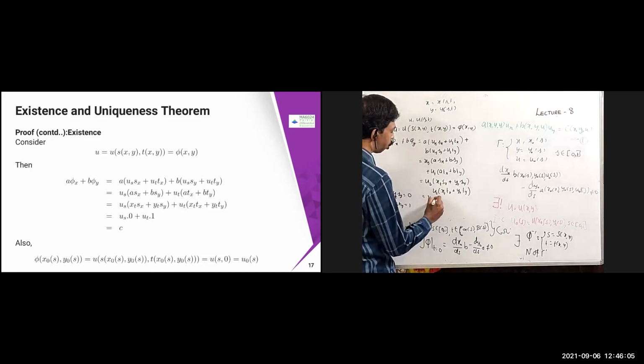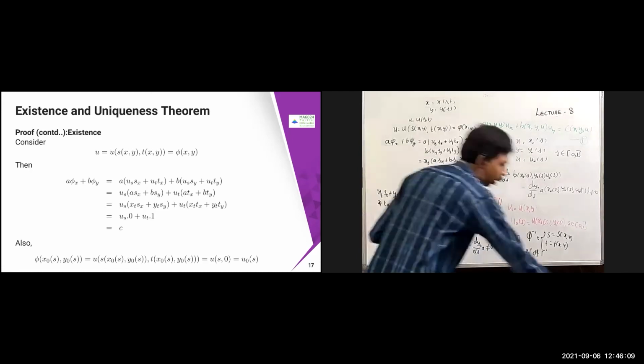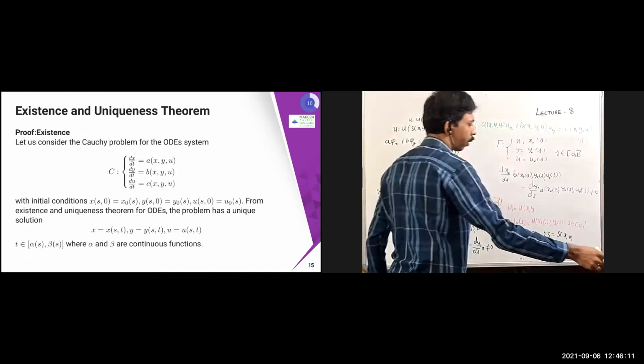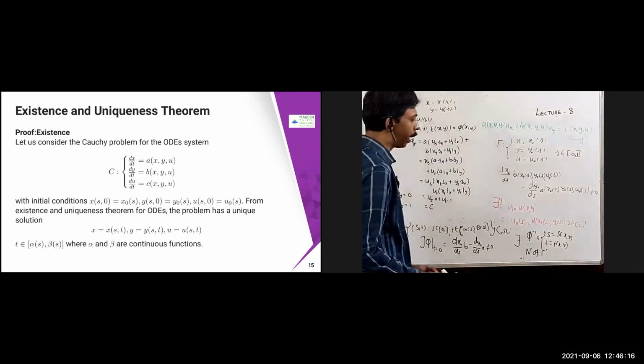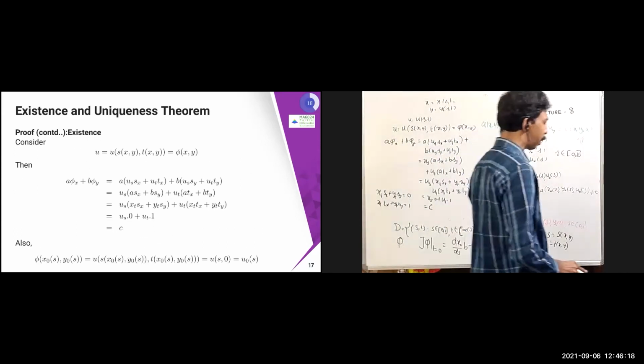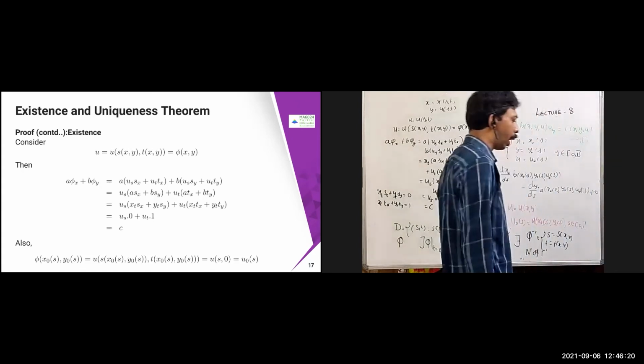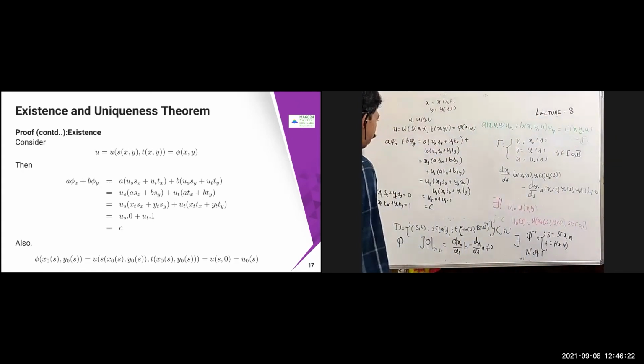So u_s into 0 plus u_t into 1 is going to come. What is u_t? As per this one, u_t is nothing but c. Therefore, this is going to be c. So what you obtain is a phi_x plus b phi_y equal to c.